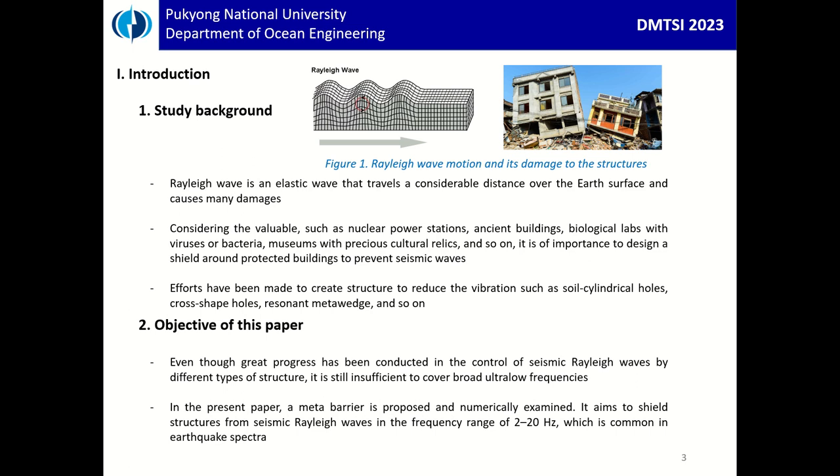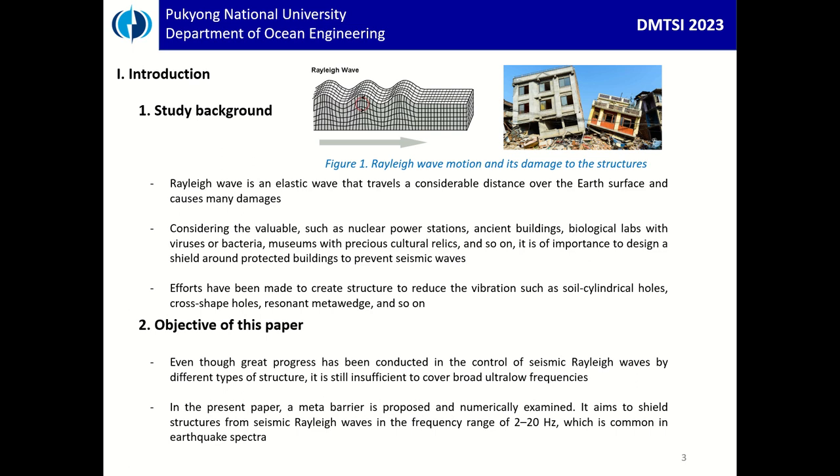First, introduction. For the study background, as you can see in figure 1, it is the Rayleigh wave motion and its damage to structures. Rayleigh wave is an elastic wave that travels a considerable distance over the Earth's surface and causes much damage. Consider valuable properties such as power stations, ancient buildings, biology labs that hold bacteria and dangerous viruses that can affect the environment, museums with precious relics, and so on. It is important to design a shield around the protected structures to prevent seismic waves and severe damage.